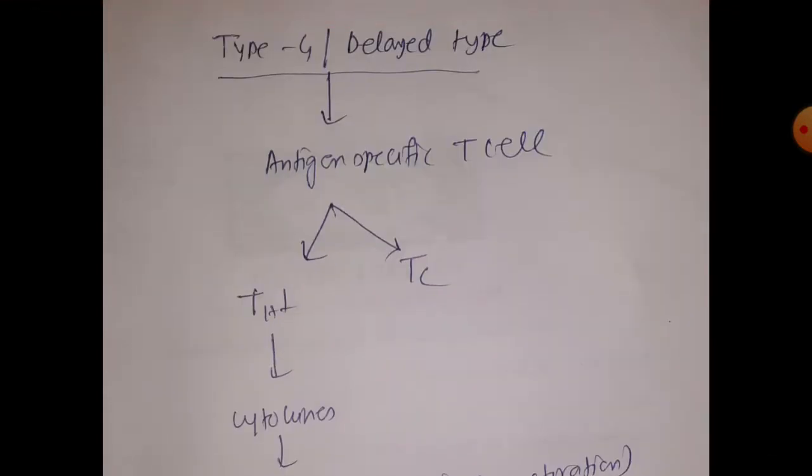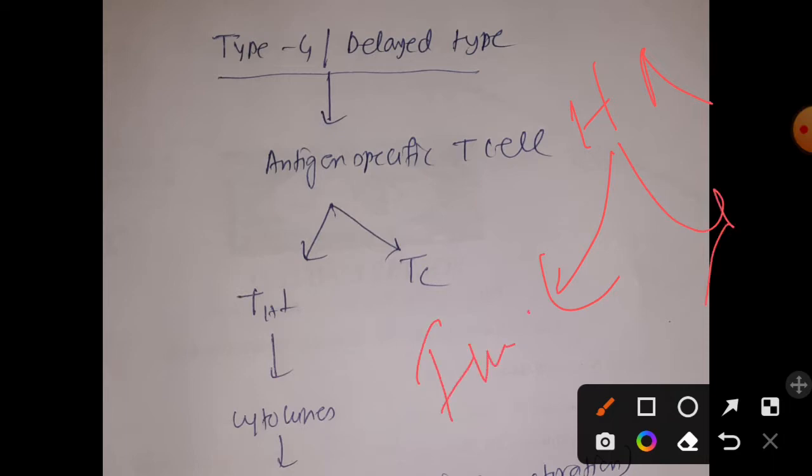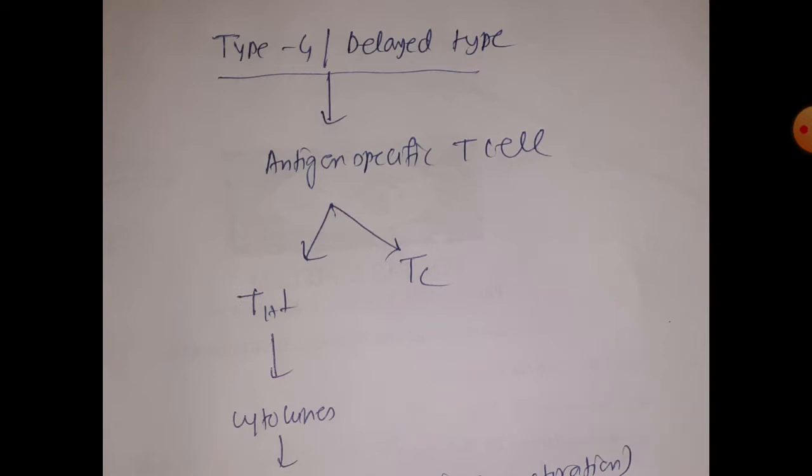Type 4 or delayed type hypersensitivity reaction, remember, does not occur immediately. There are two types of hypersensitivity reaction: one is immediate type, another one is delayed type. Immediate type is type 1, 2, 3, but delayed type is type 4. It takes about 2 days to show its action after the entry of antigen.